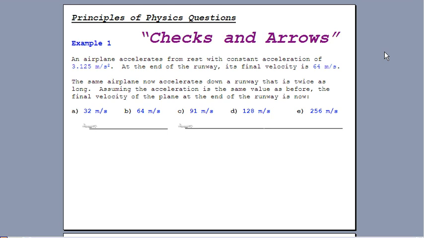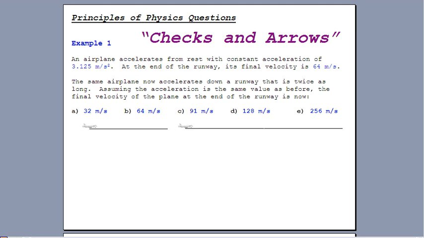It says at the end of the runway, the final velocity is 64 meters per second. And then it says the same airplane now accelerates down a runway that is twice as long, and assuming the same acceleration as before, what will the final velocity be? At first glance you might think, oh, okay, well, with one runway it got to 64, maybe this one's going to be 128, right? We're going to see.